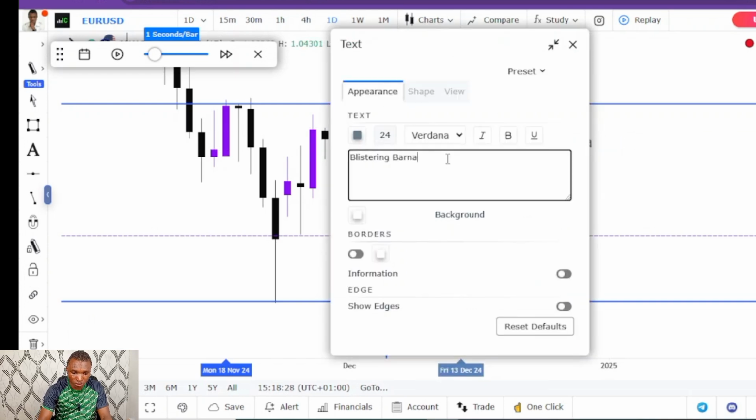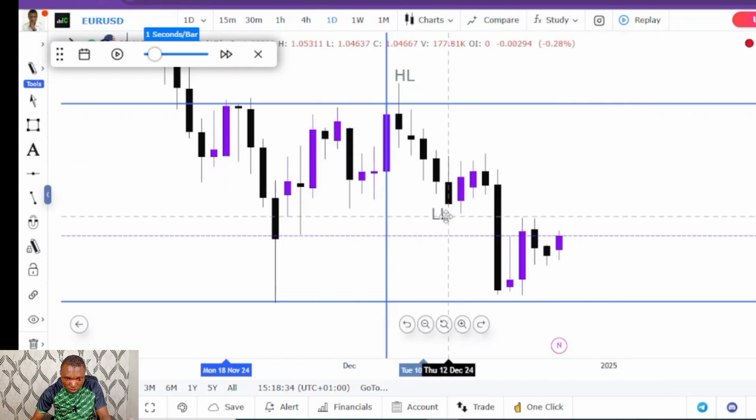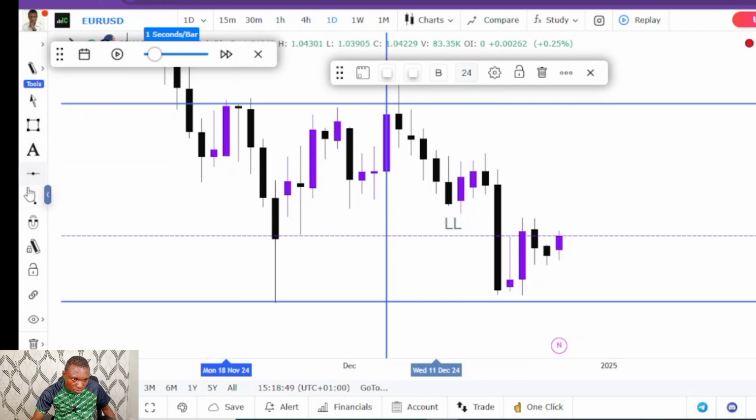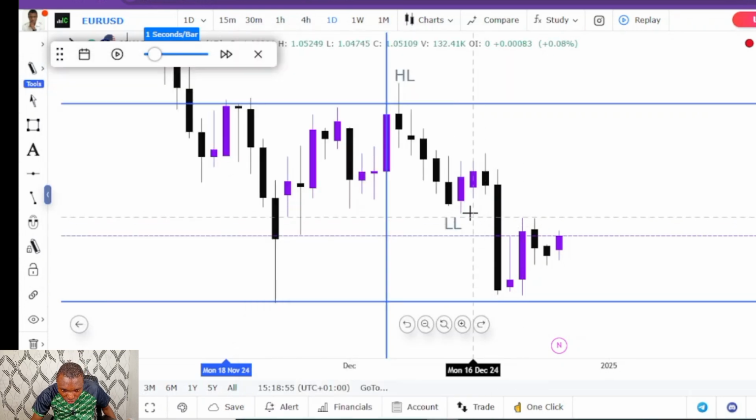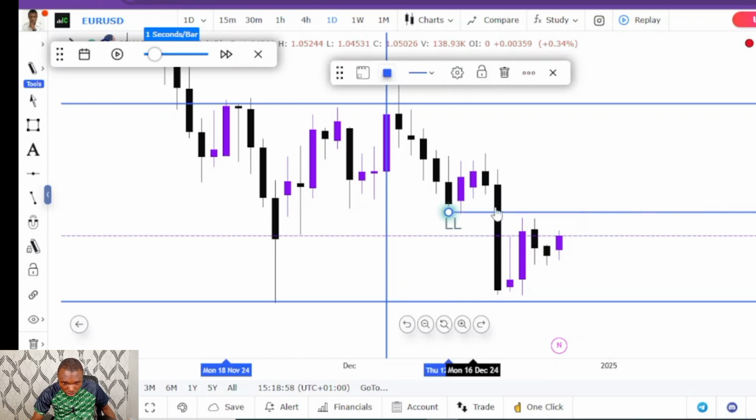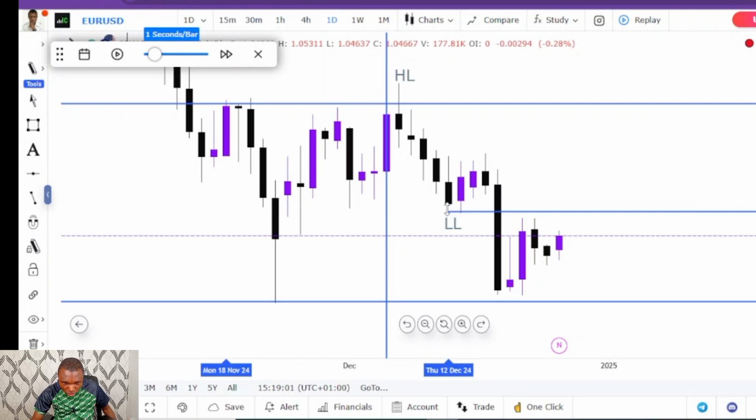Here is the lower low. So this lower low right here, you can see that. And at this particular point, there is a break of structure. This is the lower low, and at this particular point, there's a break of structure. So here there's a break of structure at this particular point. This is where that break of structure happens.